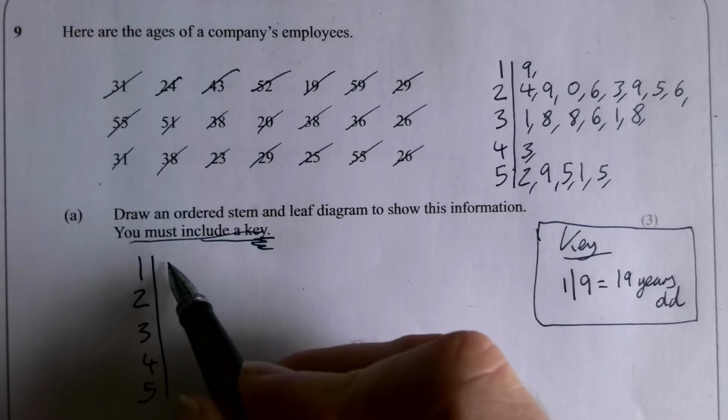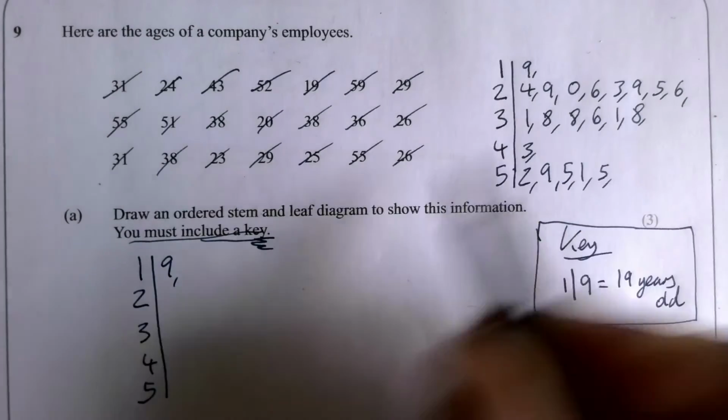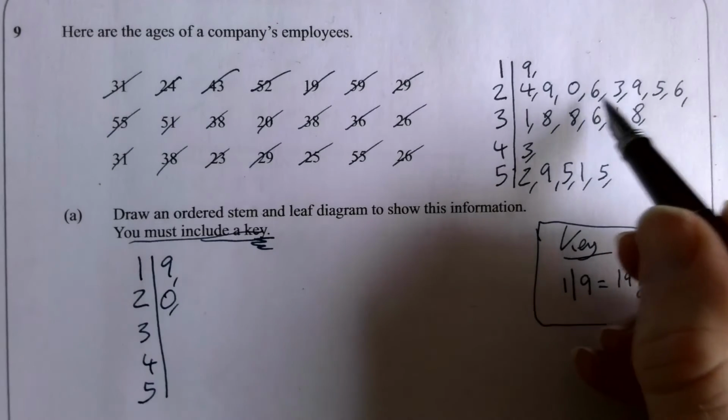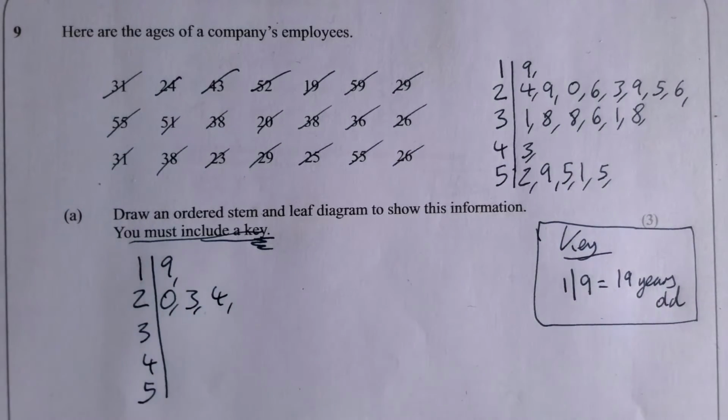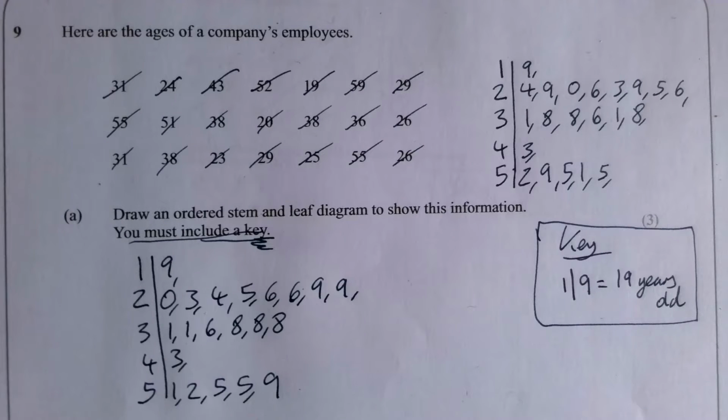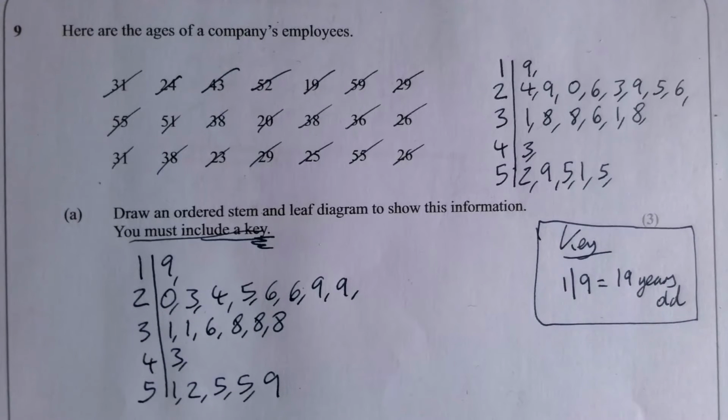So then all I have to do is write this out again, putting it in order. And I've got the 9 there, but first of all I've got a 0, and then there's 1 3 and 1 4 and so on, and you should end up with your 21 leaves all like this. So the single digits are here, these are the leaves, and that is the stem. That's why it's called a stem and leaf.